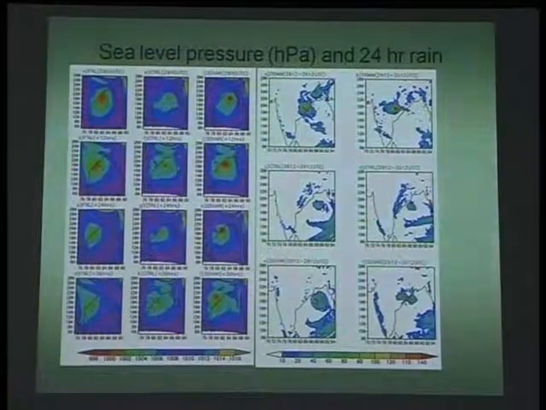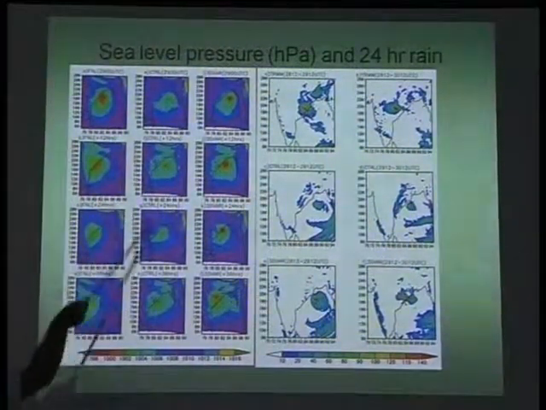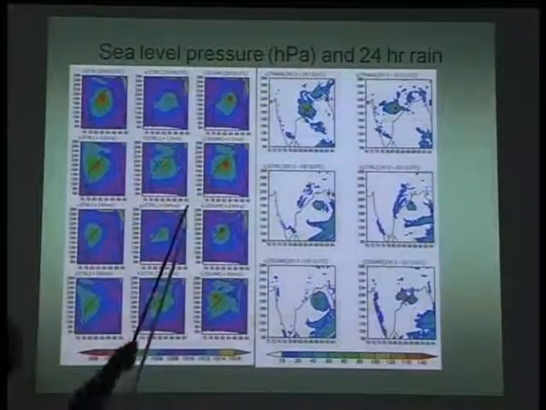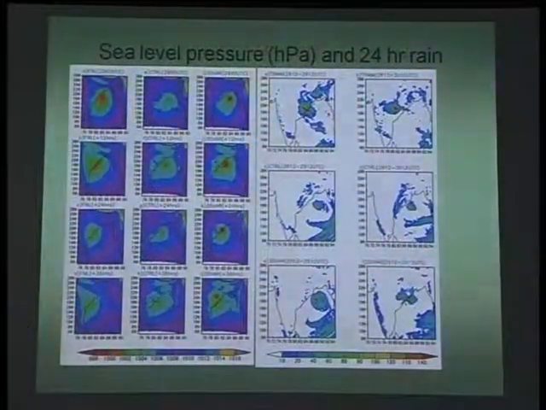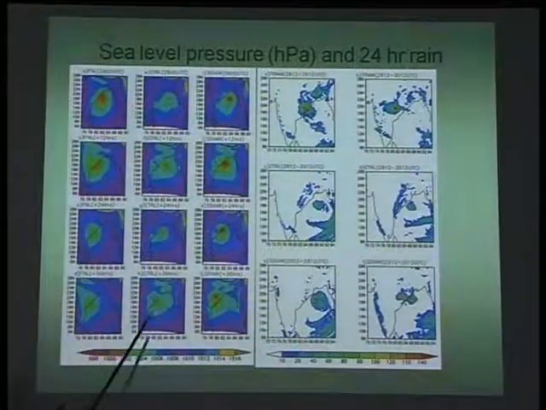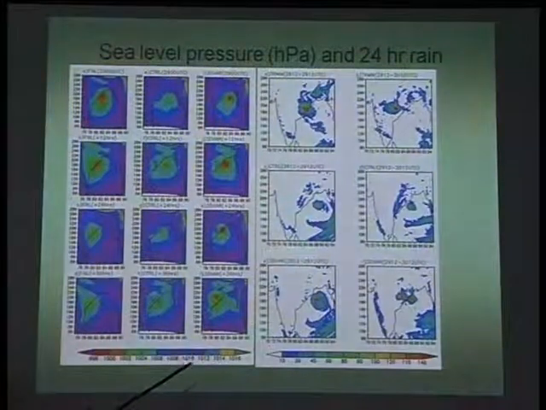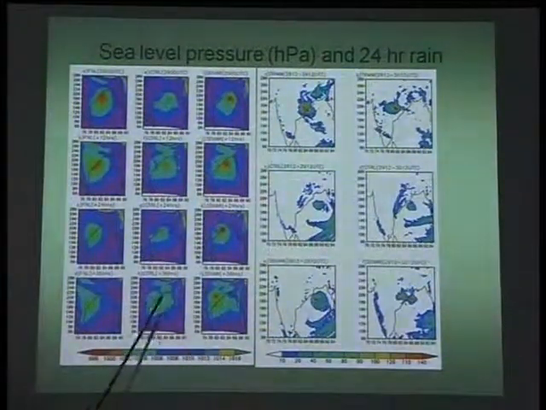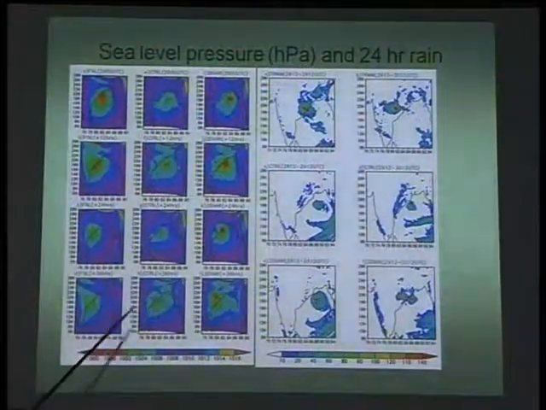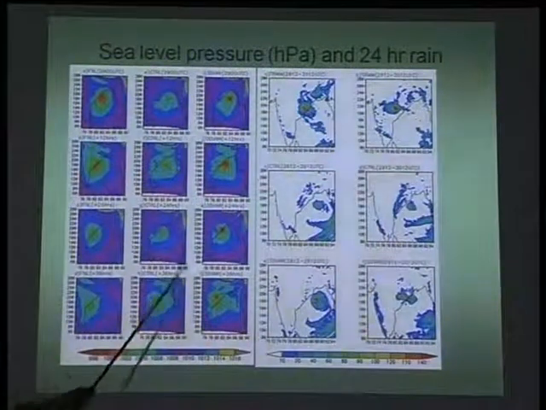What you see in the left panels are the results of the control simulation. These are the results of the 3D-VAR simulation. Now, in the control simulation, it's very clear that the system has not crossed land, right? It has crossed land in the 3D-VAR, and this result thus is consistent with the observation.